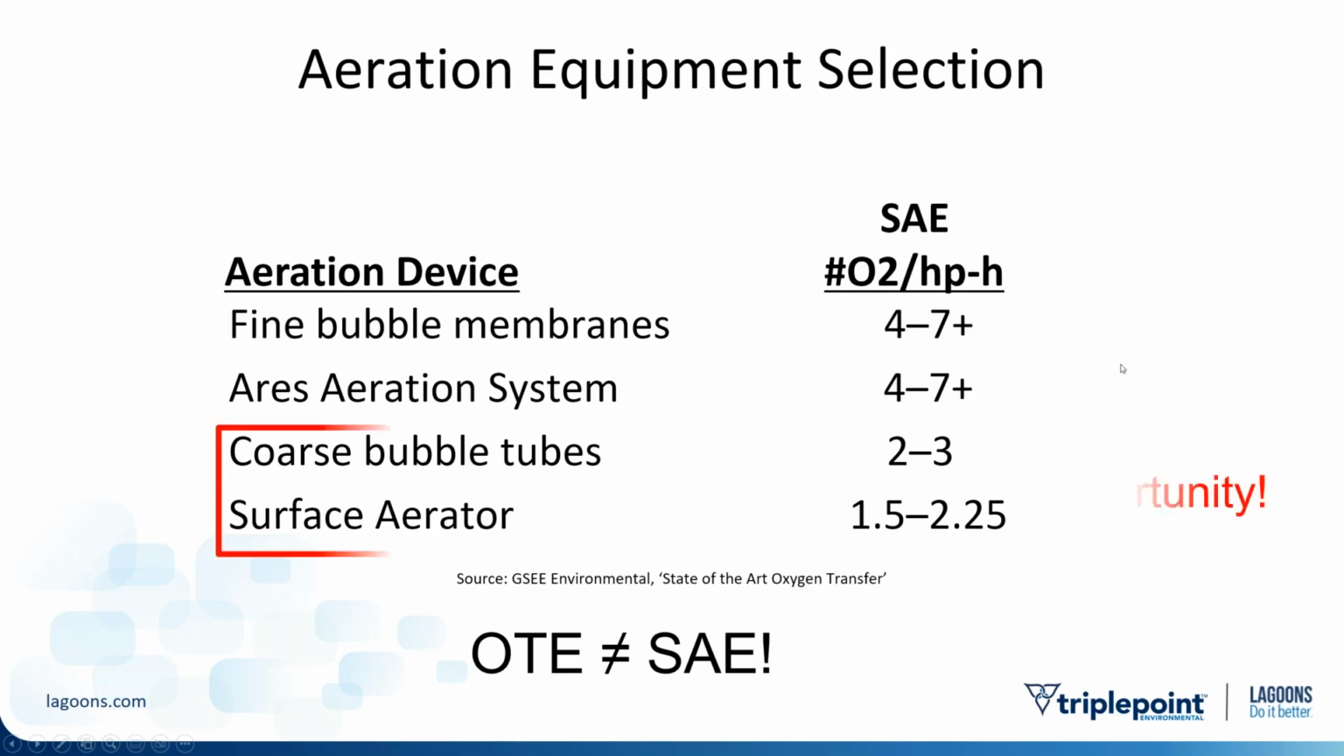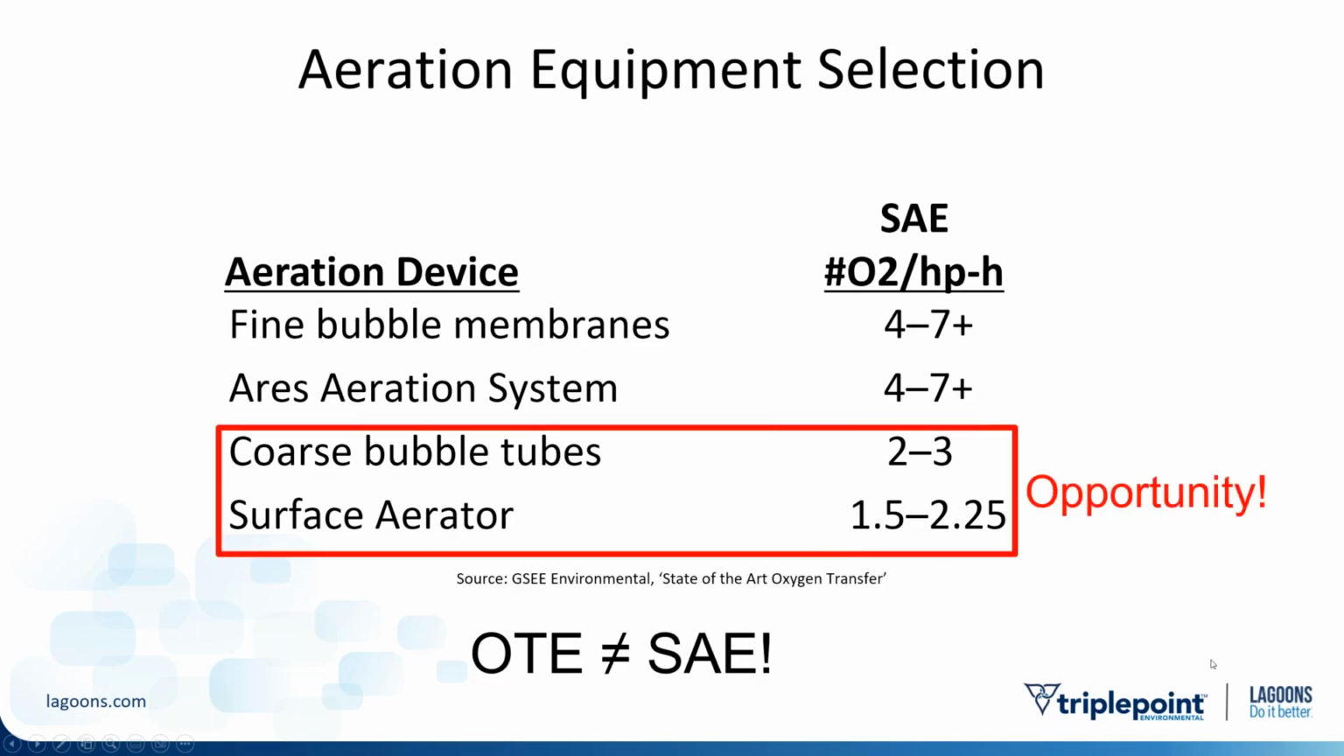But if you look at this chart, you'll see that some of these are pretty low compared to the higher efficiency options. So, coarse bubble tubes are about half or less than half the SAE efficiency of fine bubble membranes. So we have an opportunity here. Same with surface aerators. So we'll talk about that in a little bit from an efficiency strategy standpoint.